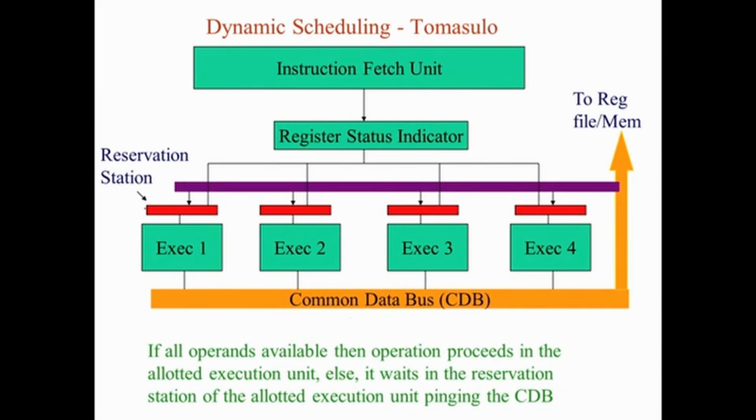So I will be watching the common data bus eagerly. Unit 6 will write the result and also put the unit number. I will be watching for unit number 6, and when 6 has come, I will grab it and start executing. The result did not go to the register file and then come to me; as it was going to the register file, it also dropped into my execution unit. So this is operand forwarding.